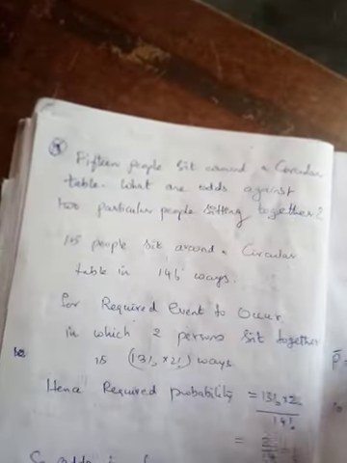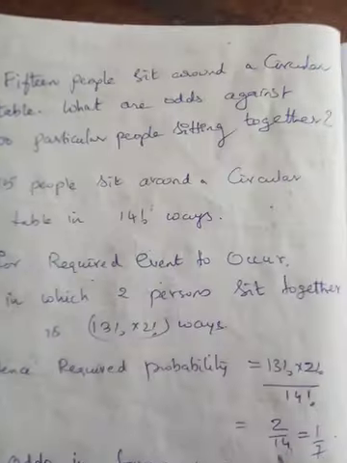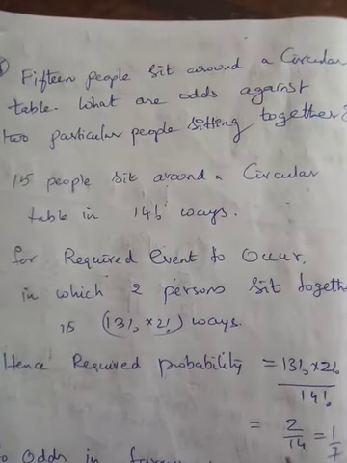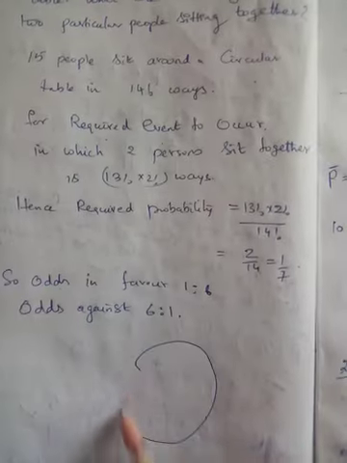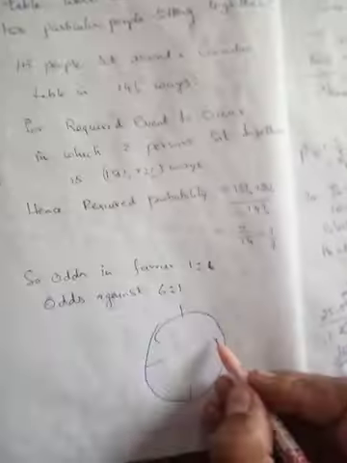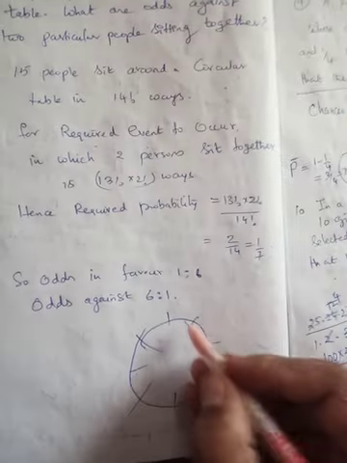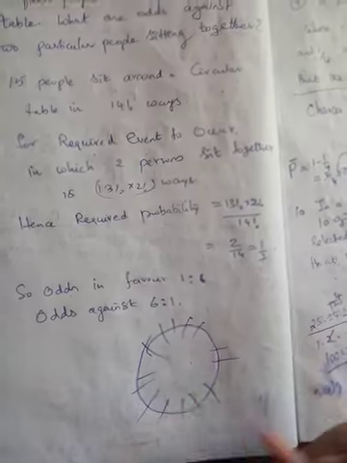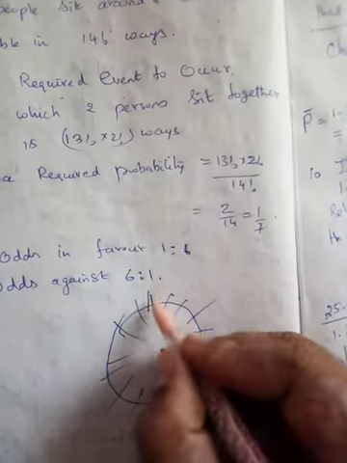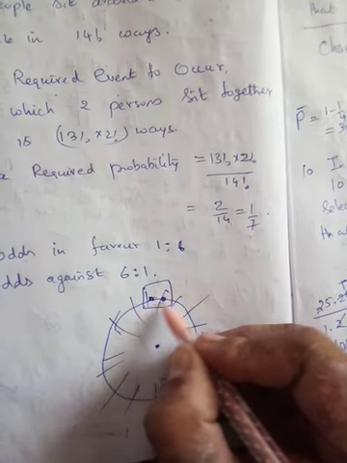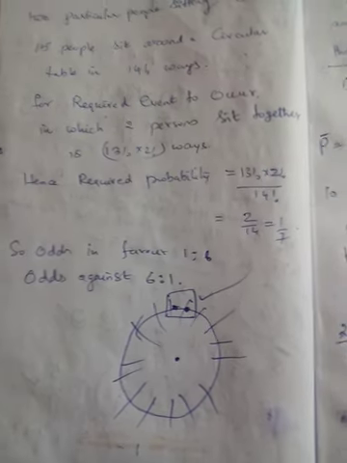Let me go to the next question. 15 people sit around a circular table. There is one circular table. Let me write 1, 2, 3, 4, 5, 6, 7, 8, 9, 10, 11, 12, 13, 14 and 15. People are sitting the same way. What are the odds against 2 particular people sitting together? Suppose I take these 2, this is 1, this is 1, these 2 must sit together. So out of 15, 2 are sitting together, and 13 more students are remaining.